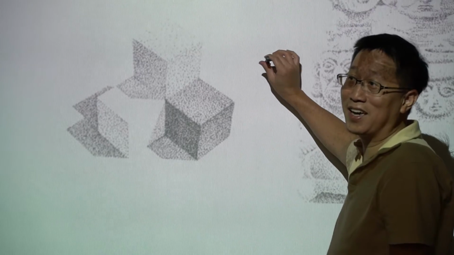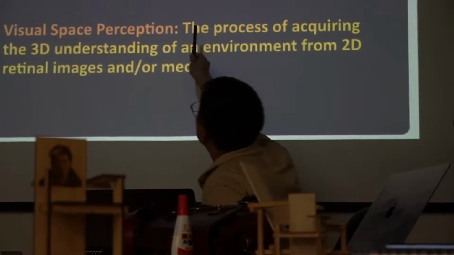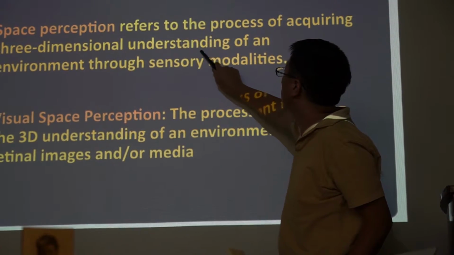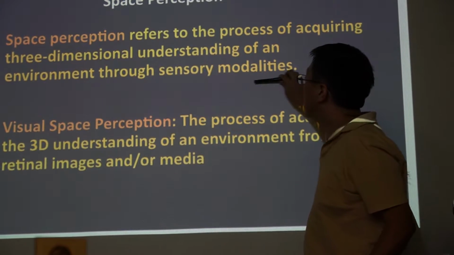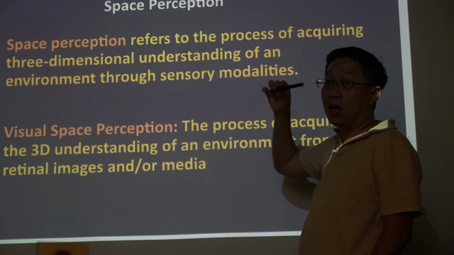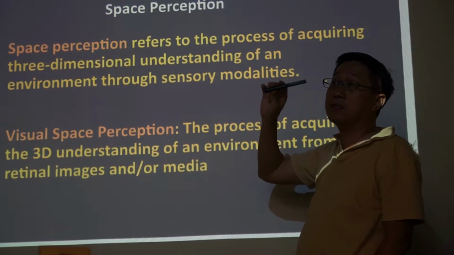Most of the time, it's really time consuming. So, space perception refers to the process of acquiring a three-dimensional understanding of the environment through the sensory modalities. Over here, the sensory modality means that not only the eye can help us to understand the space, but also other senses.